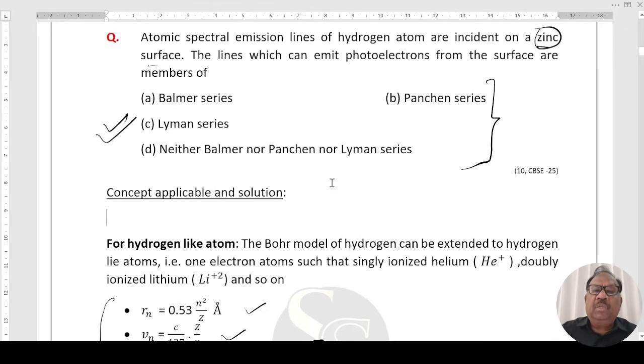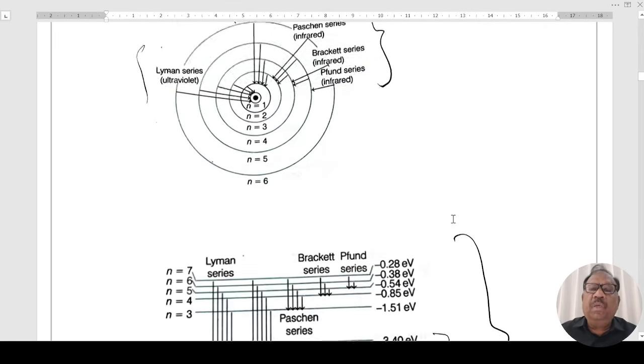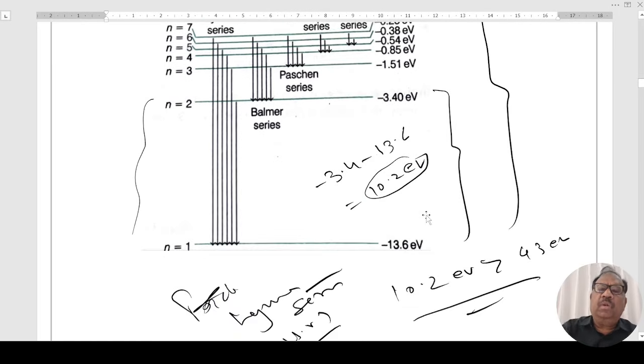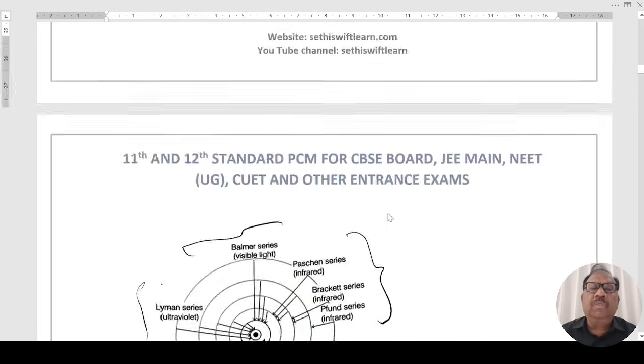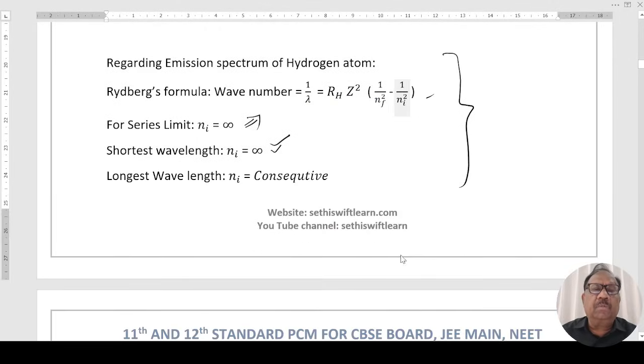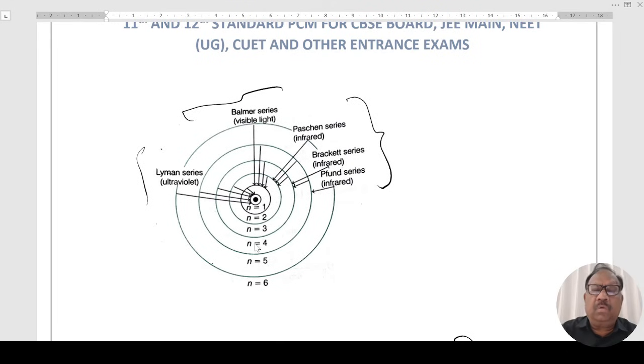Reason being, in this case, from n equal to 2 to 1, 10.2 eV energy is required, which is provided. This is more than the 4.3 eV. You can see the difference, and all the others are less than 4.3 eV. So the Lyman series is the correct answer.